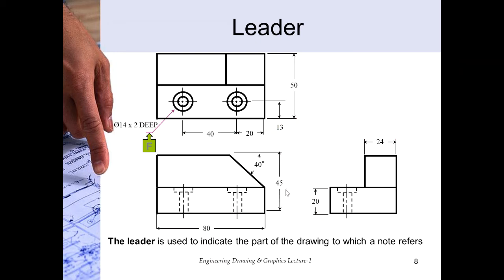Now we have a leader. Basically, a leader is used to indicate the part of a drawing to which the note refers. So we have two things, the leader and the note. So basically, this arrowhead is basically a leader. जो मैंने highlight किया, this is a leader, and 95% of the time this is used to indicate the radius or the diameter of a circle. So what the leader does is that it gives out the information of the note.